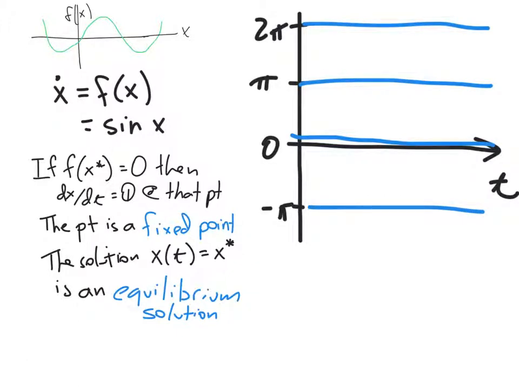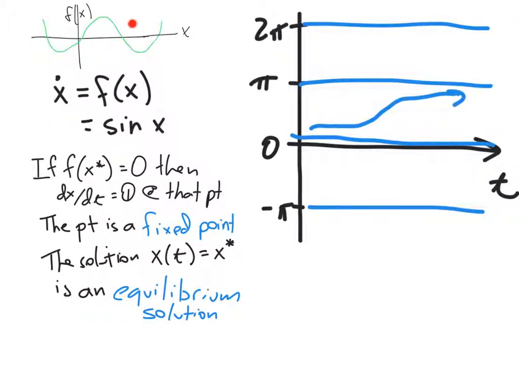So I've drawn in all the equilibrium solutions that I can see, and then we know that between 0 and pi, f of x is positive, and f of x is pretty small right near 0, and it's small again right near pi, and in between it gets kind of large, and that results in a solution curve that sort of looks approximately like this.